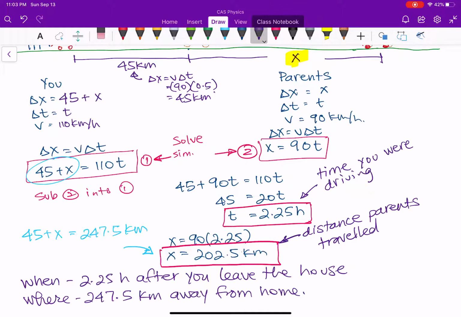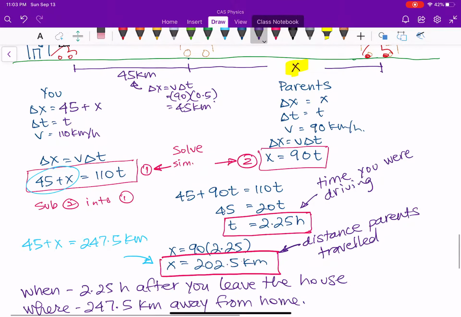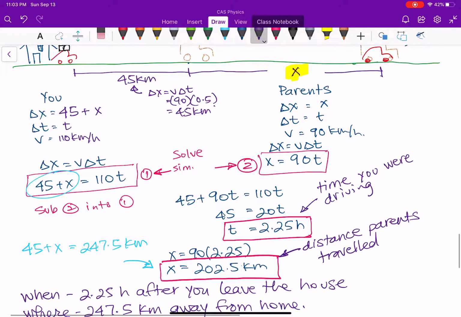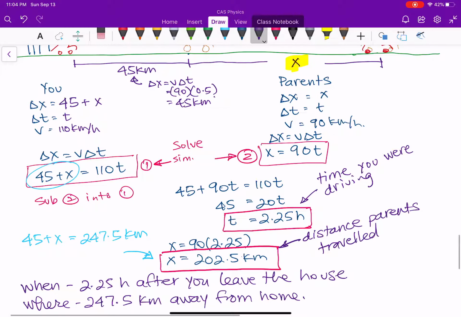This is just one way to solve the problem. You could have solved it a number of different ways. And you could have also defined it in different ways. I mean, the problem is kind of vague. Sorry, you could have said, let's see, the time. Yeah, you could have said your parents were traveling for half an hour longer. So you could have said 2.75 hours after your parents left.